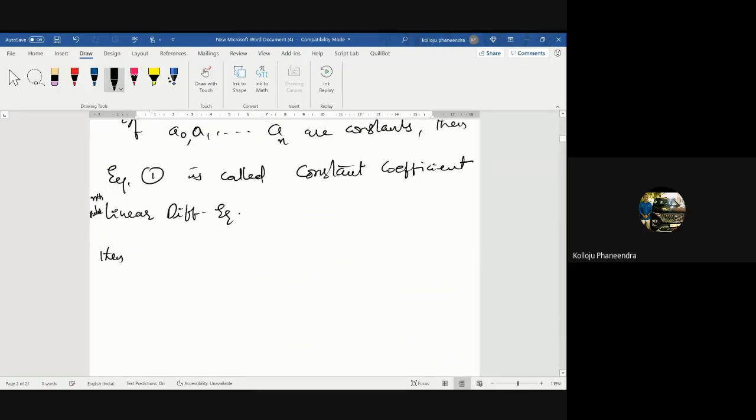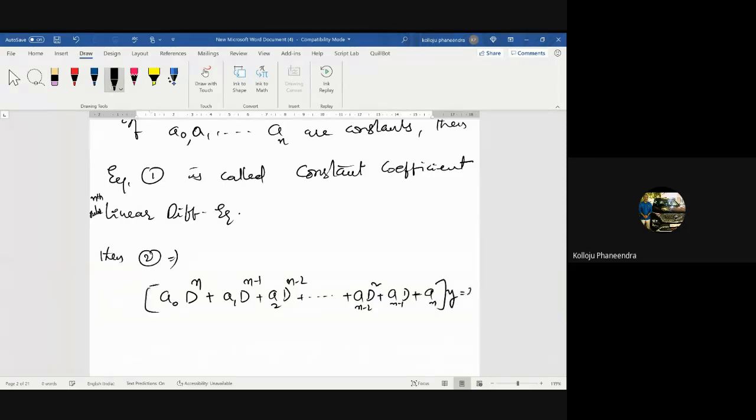Then equation 2 becomes the operator form, and since they are constants, it is a naught into d power n plus a1 into d power n minus 1 plus a2 into d power n minus 2, and so on, plus a n minus 2 into d square plus a n minus 1 into d plus a n, into y equal to r of x. This is equation 3.